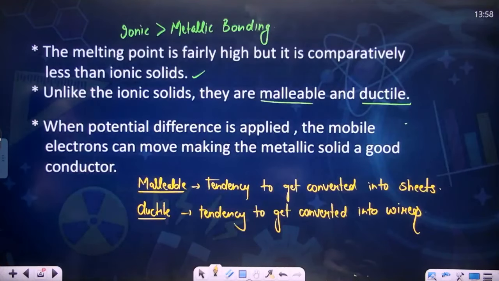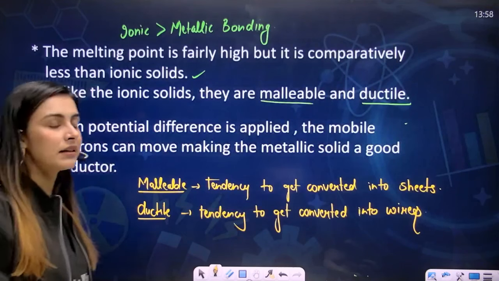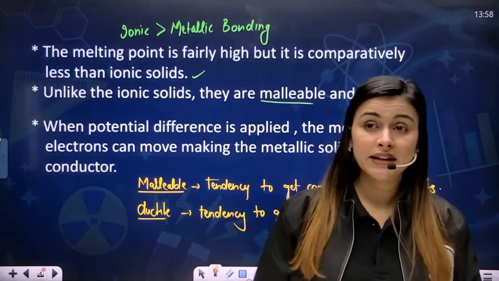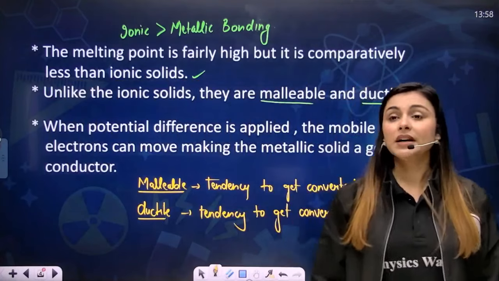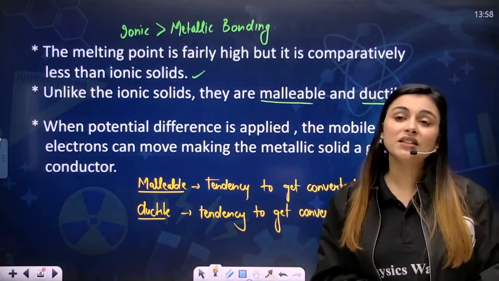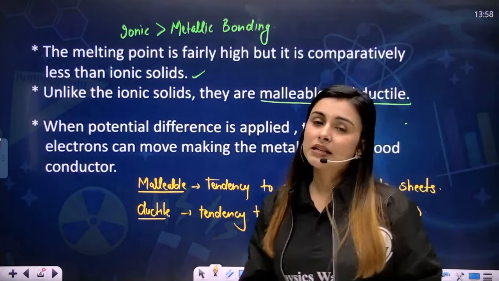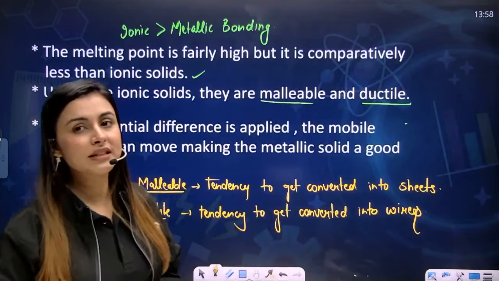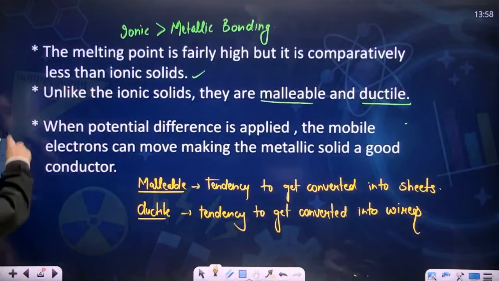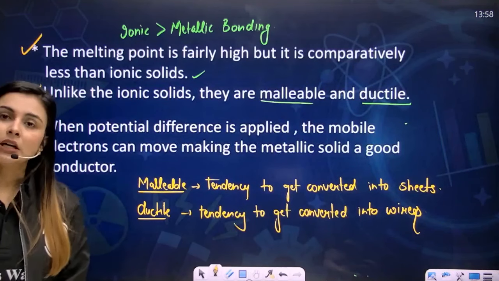So we can say that unlike the ionic solids, they are malleable and ductile. Ionic solids were not malleable and ductile, but metallic solids are malleable as well as ductile. I hope it is clear. This point is important, my dear students. All these points are important. Questions are asked from these particular points.